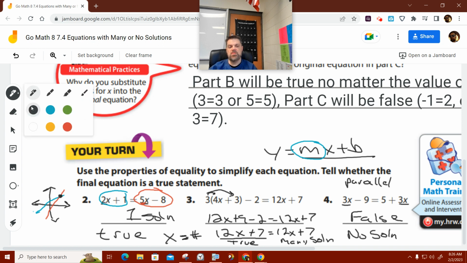Now, for number 3, if I go to graph number 3, because they're basically the same equation, when I go to graph this, it's going to have a y-intercept of 7 and a very steep slope. So that graph is going to go like this.